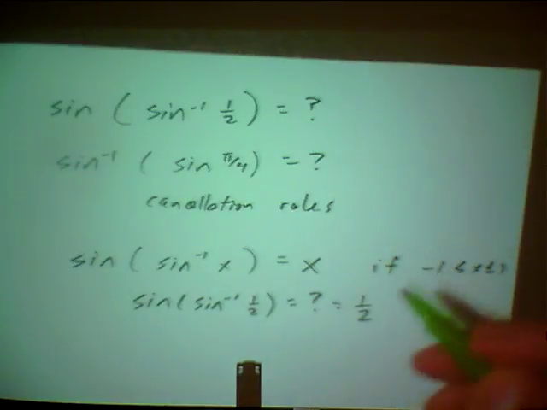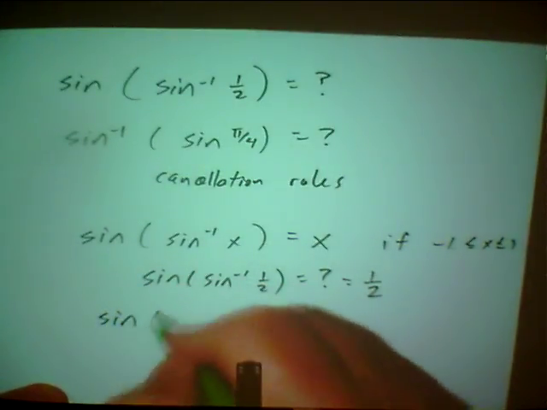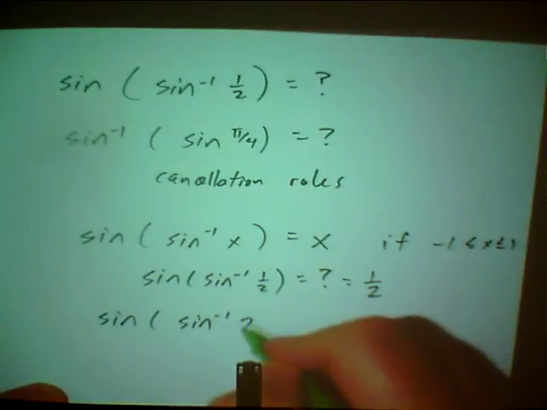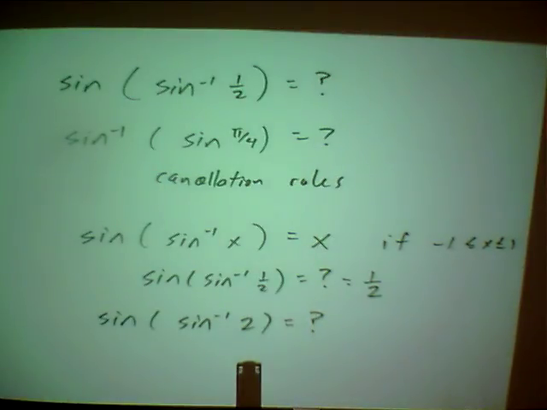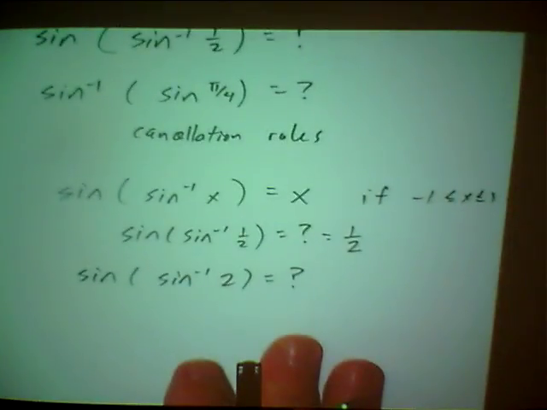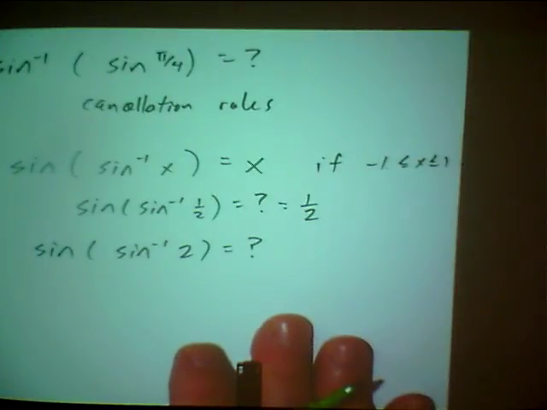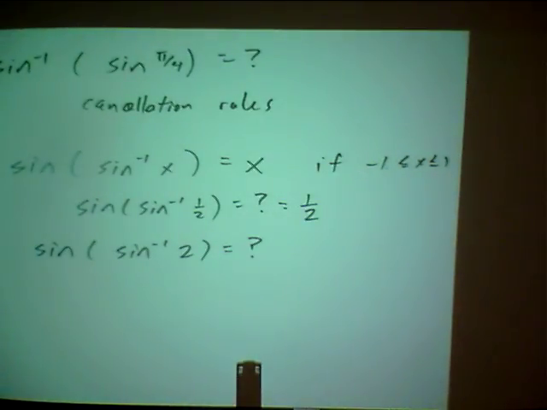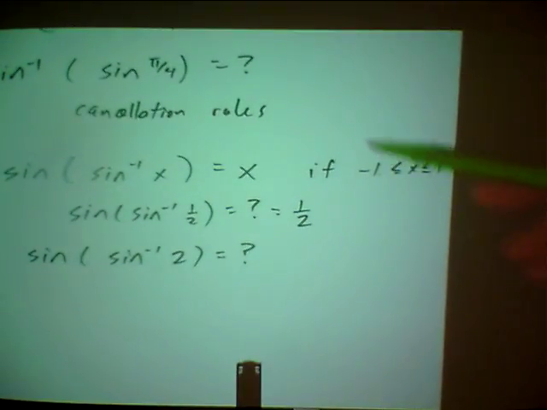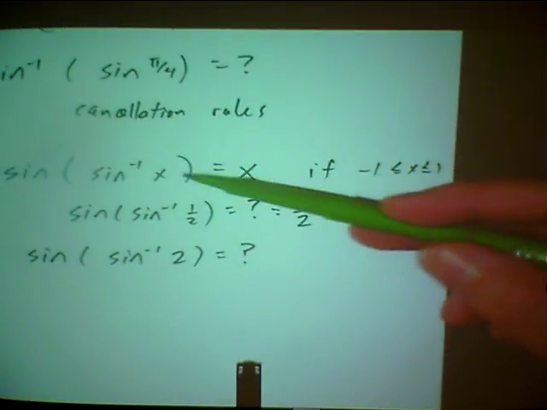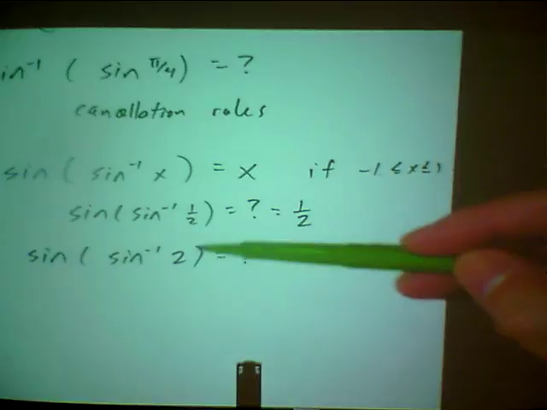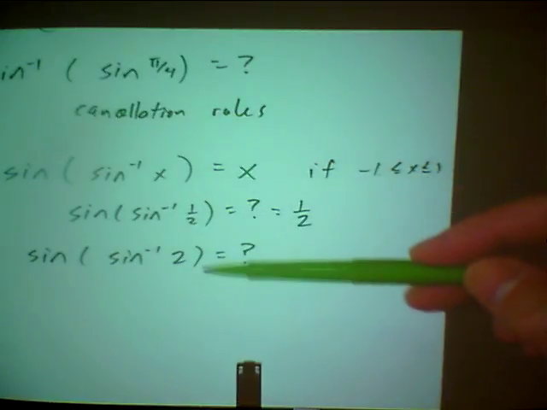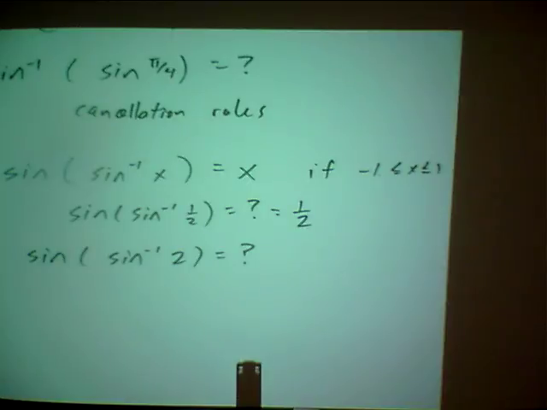What happens if I'm given a problem like this? The sine of the inverse sine of 2. Well, my rule says if the thing inside the inverse sine is between -1 and 1, then I can use this cancellation rule. But in this case, it is not between -1 and 1. And now I have to think about it.